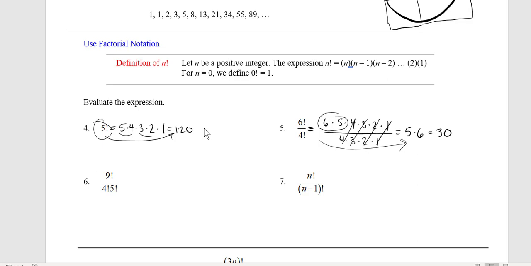So let's see another one here. Maybe pause the video and try problem 6 here. See if you can simplify this down and see what it equals. I'm going to press forward though. 9 factorial, notice that is 9 times 8 times 7 times 6 times 5 times 4 times 3 times 2 times 1, over 4 factorial times 5 factorial.